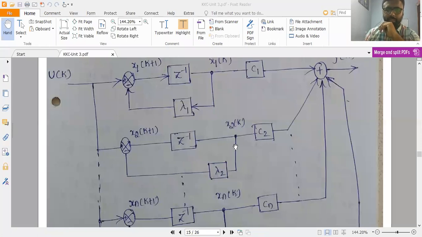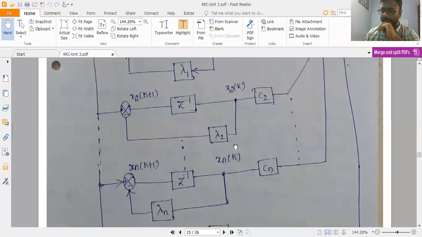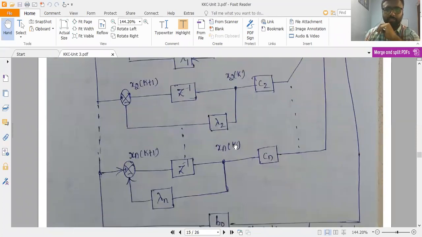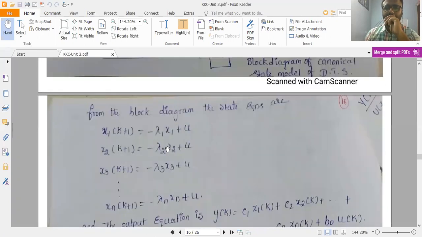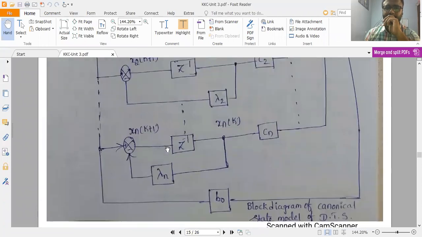So x2 of k plus 1 is written as u of k minus lambda 2 into x2 of k. This entire process continues until the last pole, that is xn of k plus 1 is written as u of k minus lambda n into xn of k. Okay, these are the state equations we have written, that means the input state equations for this model.